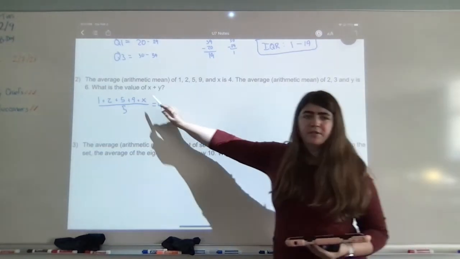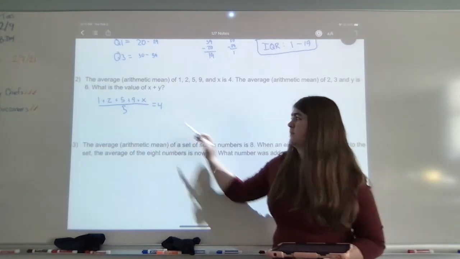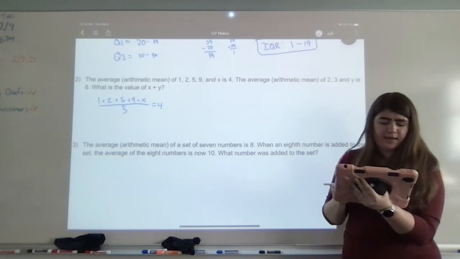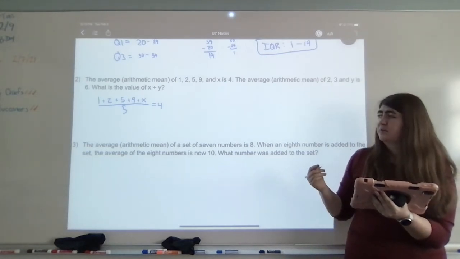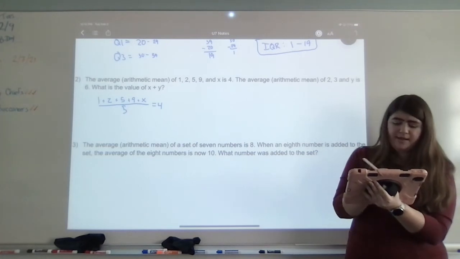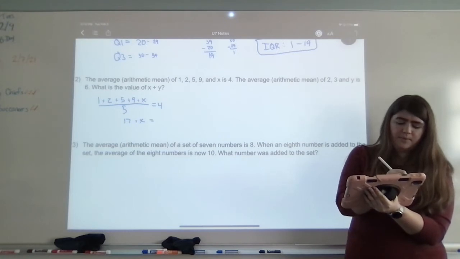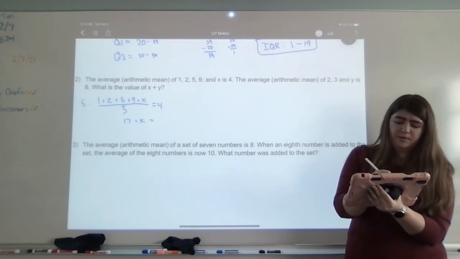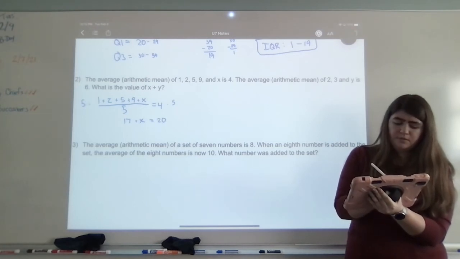I add my data points together, I divide by the number of data points there are, and that's equal to my average. So really I have 9 plus 5 is 14, plus 2 is 16, plus 1 is 17. So I have 17 plus x is equal to, and I'm going to start by multiplying the 5 out too. So I have 17 plus x is equal to 20. Subtract 17, that gives me x is equal to 3.